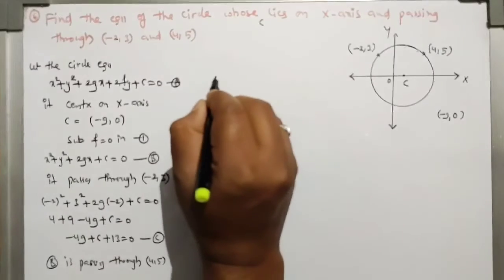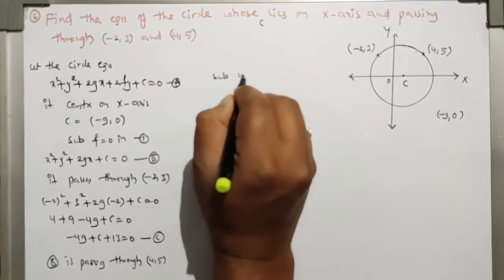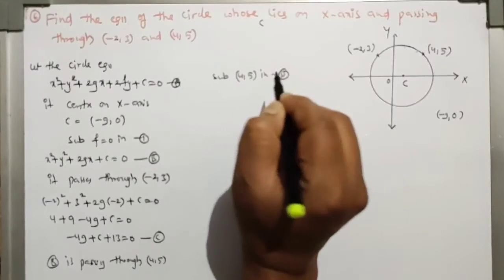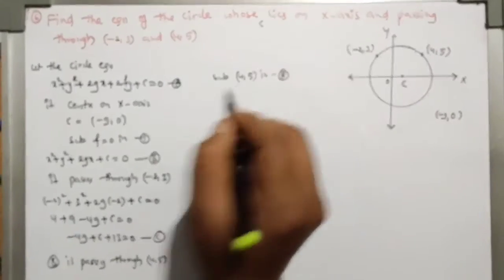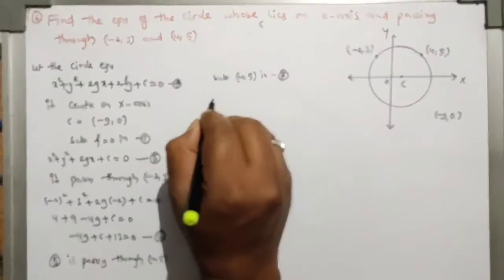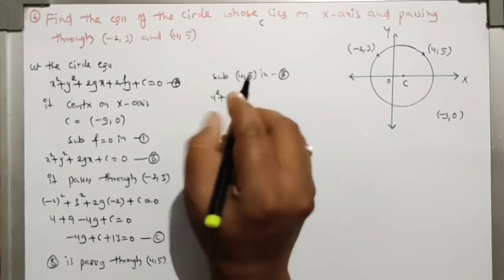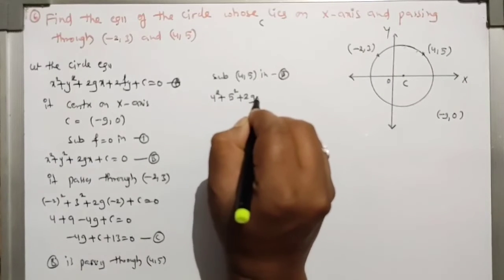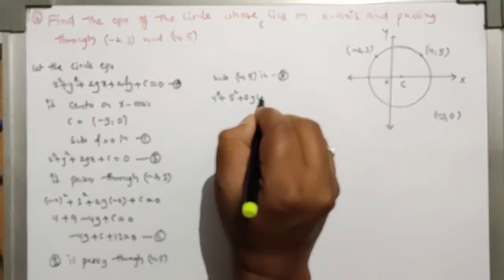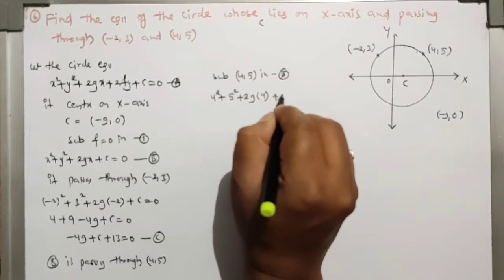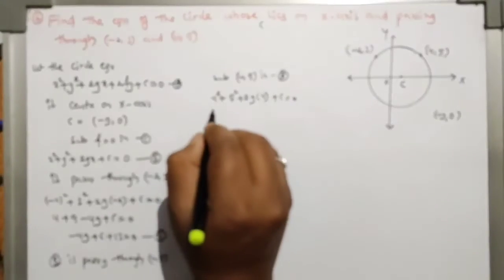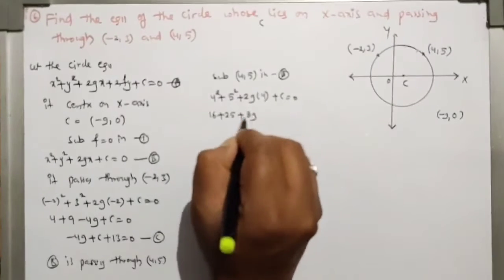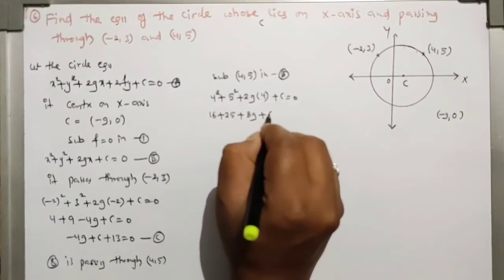So now substitute (4, 5) in equation b. Equation b is x squared, meaning 4 squared, plus y squared, meaning 5 squared, plus 2gx, that is 2g into the x value 4, plus c is equal to 0. So now 16 plus 25 plus 8g plus c is equal to 0.